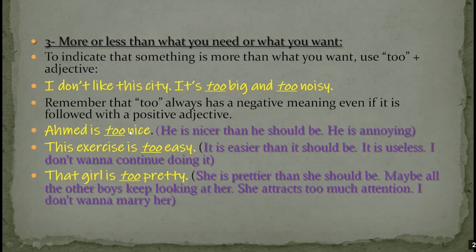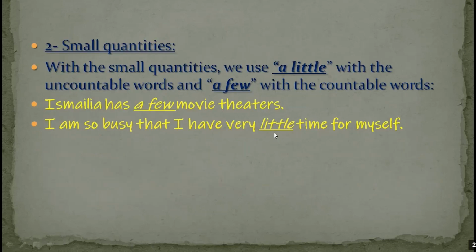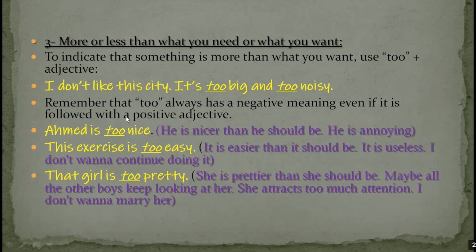Look at this example. I have given you some useful examples. Ahmed is too nice. Of course, the word nice is a positive adjective. It's always a good thing to describe someone as nice. But if you say he's too nice, now you make it a negative adjective. Now you're trying to say that he's nicer than he should be. He's annoying all the time. He keeps saying, oh, hi, hello, how are you? I hope everything is okay. And he keeps asking about you and he keeps saying all kinds of polite things. I hate him for that. I hate him for being too nice like that.